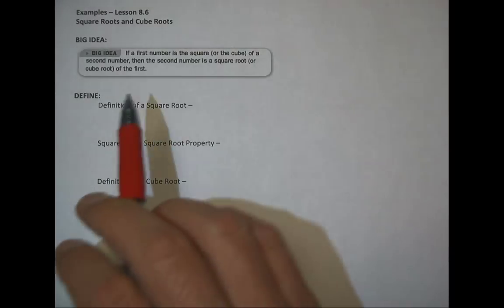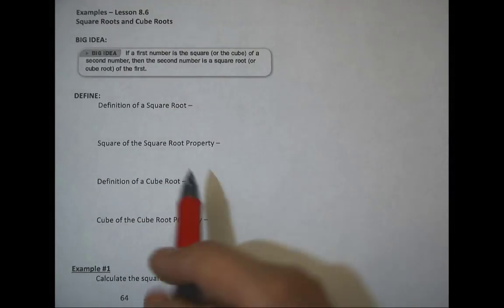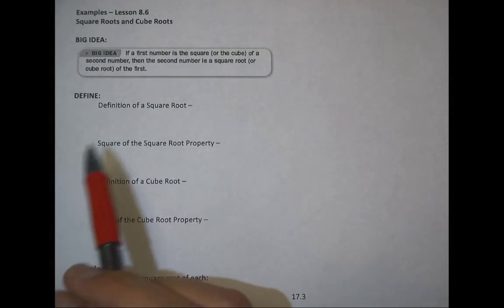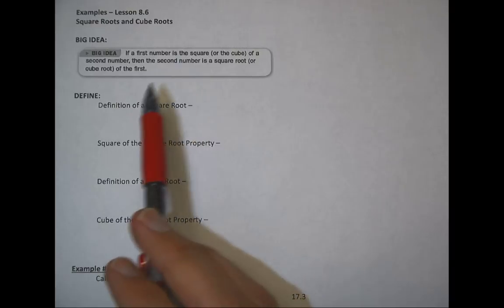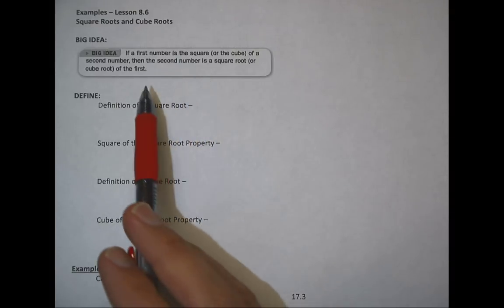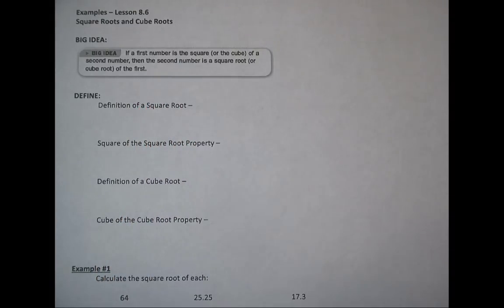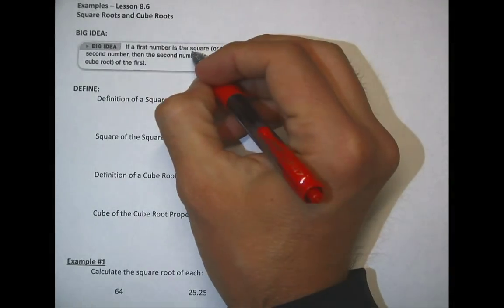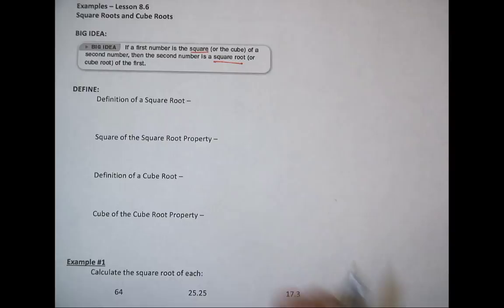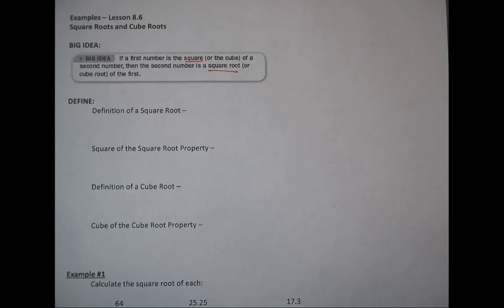So your big idea: if a first number is the square or the cube of a second number, so square meaning you squared it to the second power, then the second number is a square root of the first. So basically, when you square and square root, those are opposites of each other, just like multiplying and dividing, which reverse each other and put you back to where you started. When you square something, to go back to the original, you're going to square root it. All right, and we'll dive a little deeper into that.